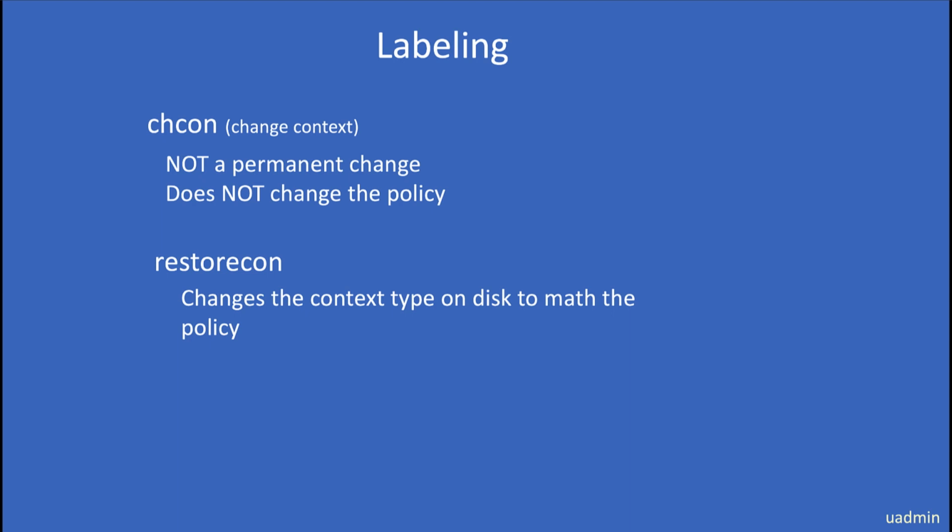Now this is nice, but keep in mind that whenever there is a relabel of any kind, the context as configured in the policy will be the new value of the file's context on disk. So chcon does not change the policy. It only changes the current situation on disk. We can easily test this with restorecon, because restorecon uses the policy to lay out the context of files on disk again. So that will generate kind of an overwrite on disk.